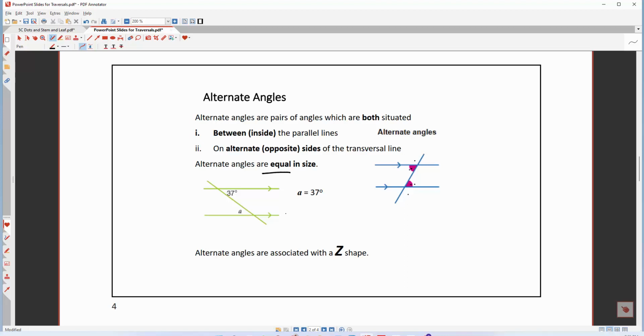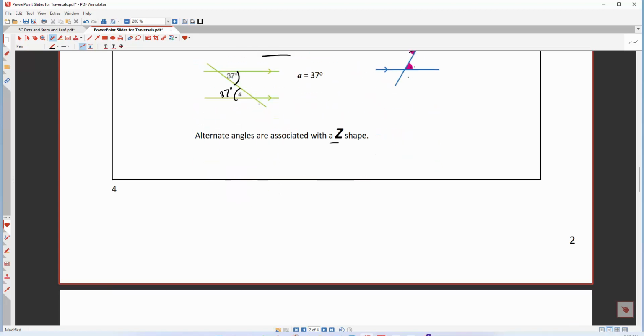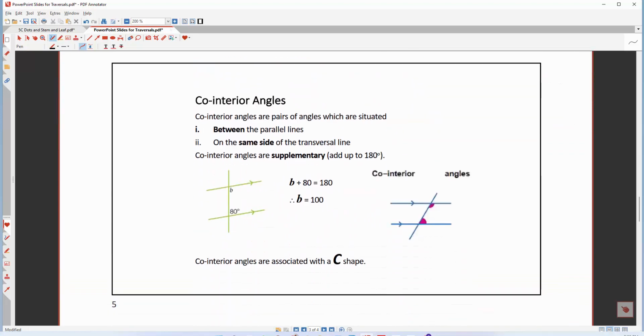The thing to note is that alternate angles are equal in size. So here's an example. If this angle here is 37 degrees, then this angle here, by the rule of alternate angles, also must be 37 degrees. Alternate angles are associated with a Z shape, and I've even heard people refer to the alternate angles rule as the Z rule.